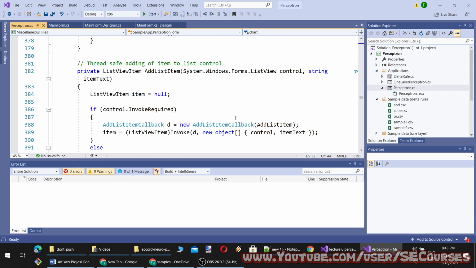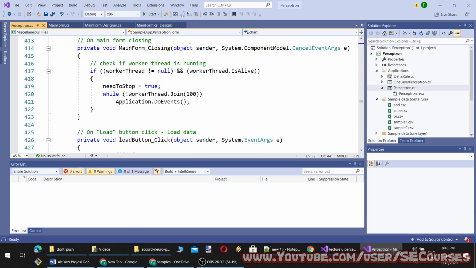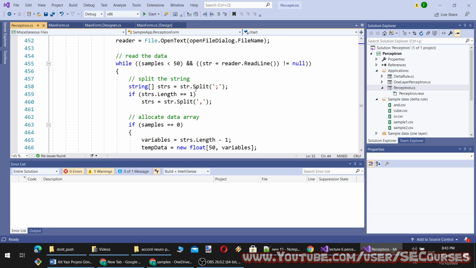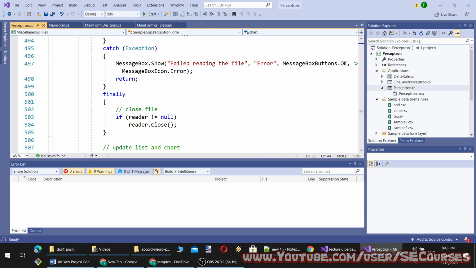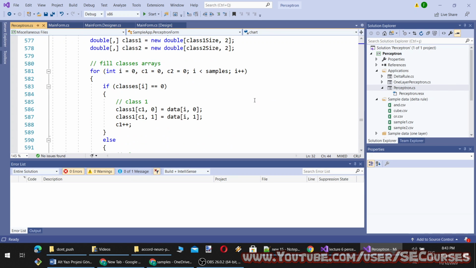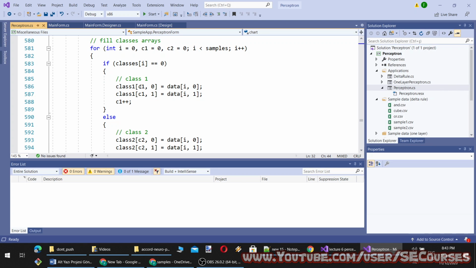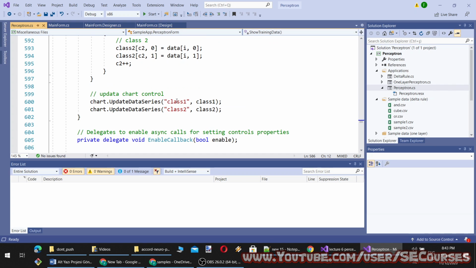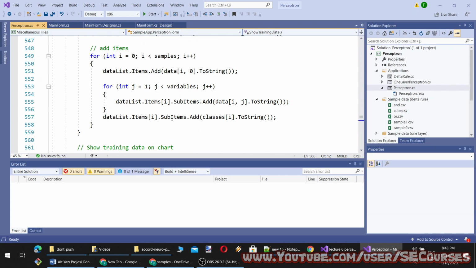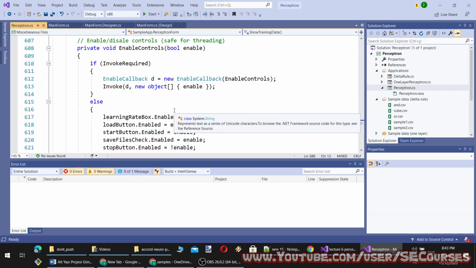Set text. I am looking for the method example where they used the perceptron training and evaluation. Okay, show training data. Okay, there are the examples. Okay, you see, this is the two-dimensional array, and they assigned the data to arrays here. Then, okay, this is show update view list.